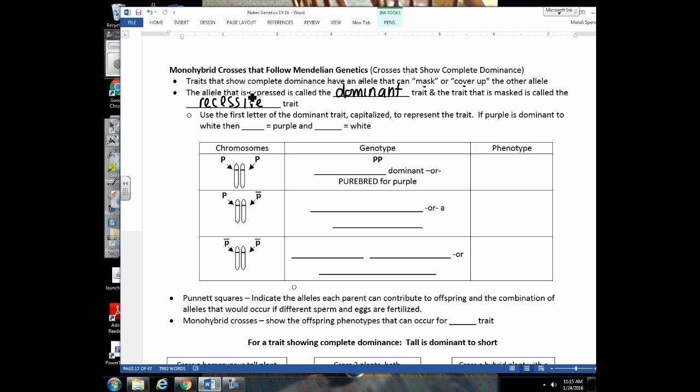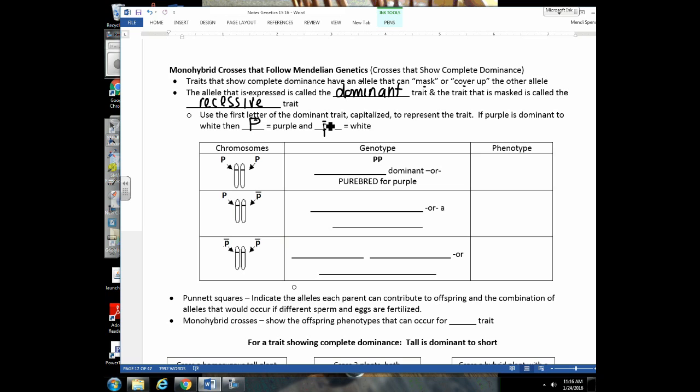And again, we're going to use the first letter of the dominant trait, and we're going to make it capitalized to represent the trait. So if purple is dominant, then we're going to use that capital P for purple. And since white's recessive, we're going to use the same letter of the alphabet, and we're going to make it lowercase. Again, the line just indicates that that's a lowercase p, because sometimes some letters of the alphabet look the same whether you write them capitalized or lowercase.